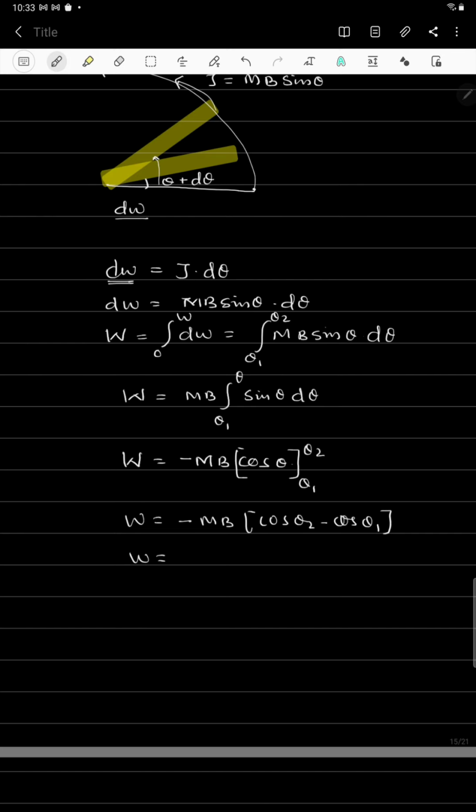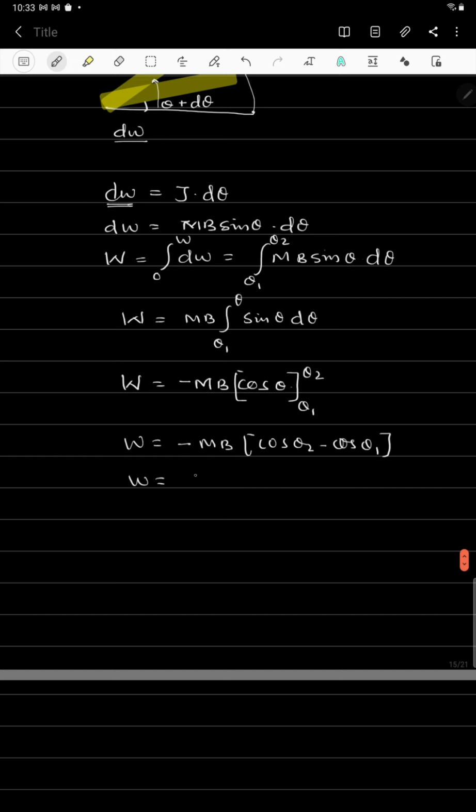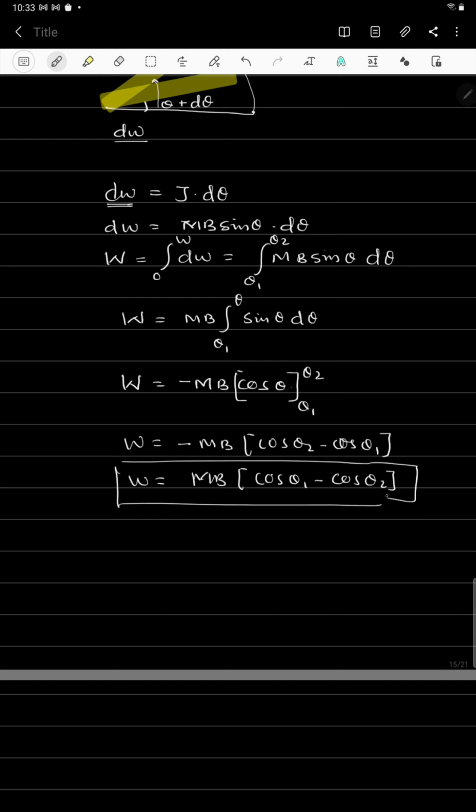So we write the work equals, taking the minus inside the bracket, where m is the magnetic dipole moment and B is the magnetic field, mB times cos theta 1 minus cos theta 2. So this much work is done on the magnet, and the magnet will store this energy, which we have done as work on it, in the magnetic system only.